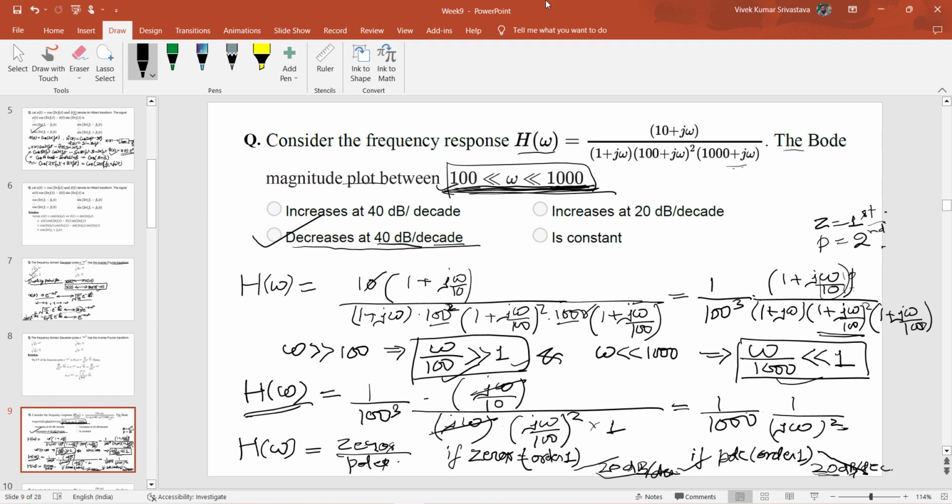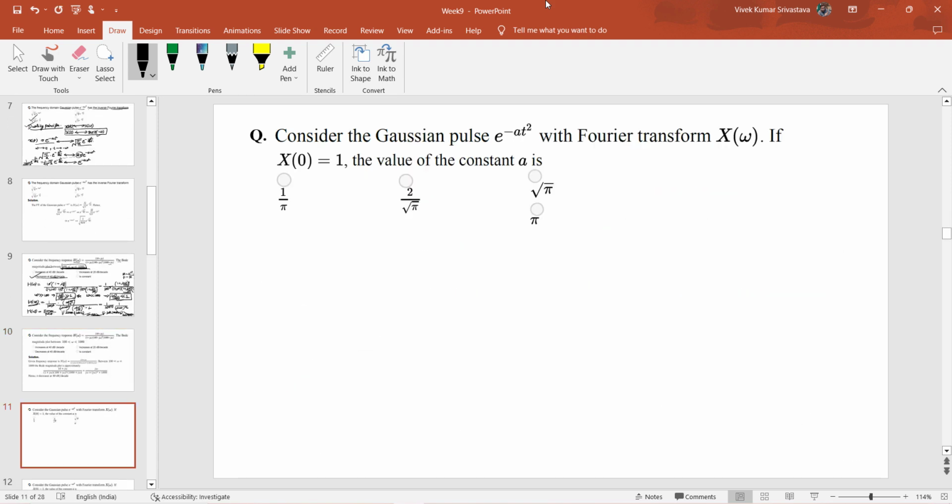Okay, so moving ahead. The next problem states: consider the Gaussian pulse e raised to the power minus at square with Fourier transform X of omega. If X of 0 is equal to 1, we have to evaluate the value of this constant a. For solving this problem we first have to know the Fourier transform of this Gaussian pulse.